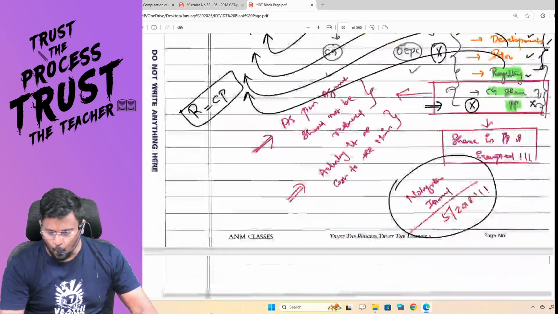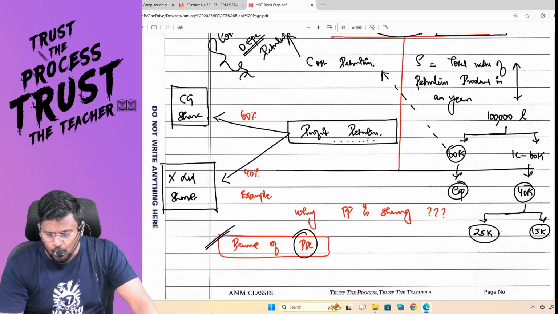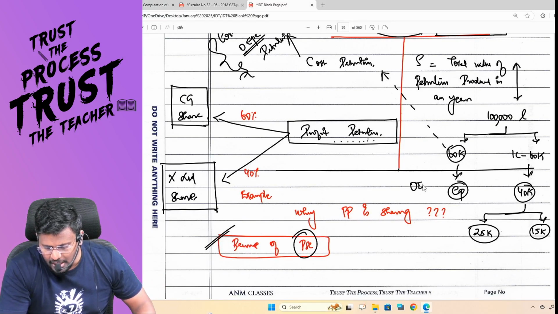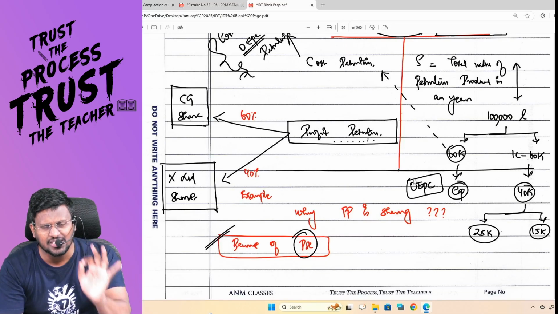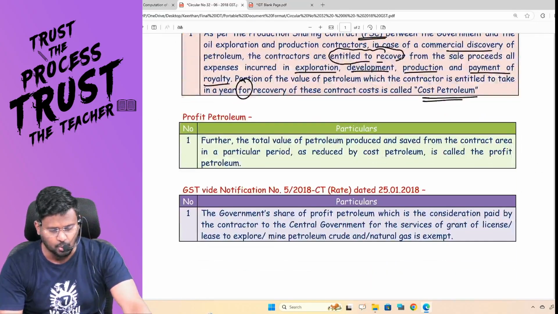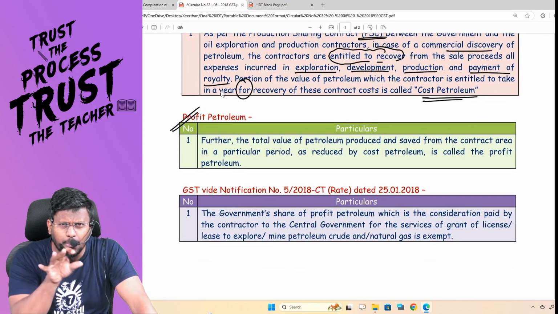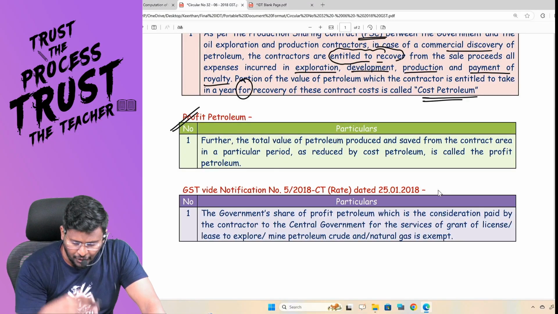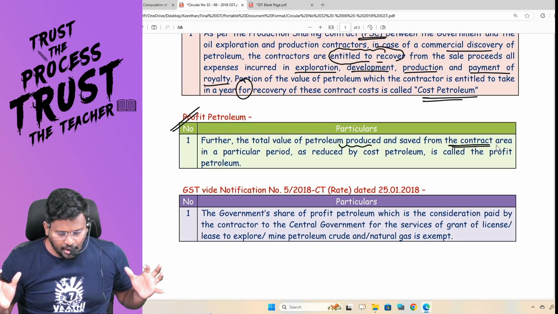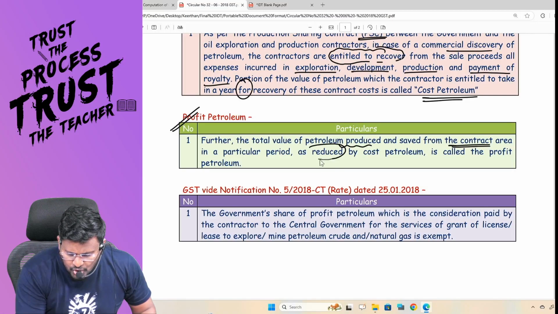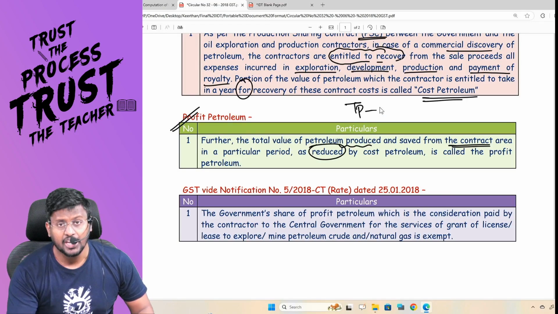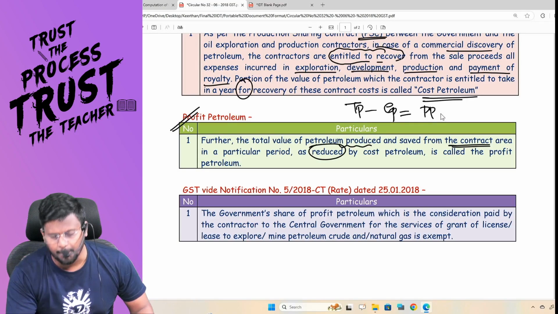So, if we dig 1 lakh liters of petroleum, and out of that we sell 60,000 liters, if the OEPC can recover the cost incurred for that quantity, we will call it cost petroleum. Fantastic to the core. Coming to profit petroleum, which is nothing but total petroleum minus cost petroleum. Further, the total value of petroleum produced and saved from the contract area in a particular period, as reduced by cost petroleum, is called profit petroleum. So from the total petroleum, if you reduce the cost petroleum, you will get the profit petroleum.